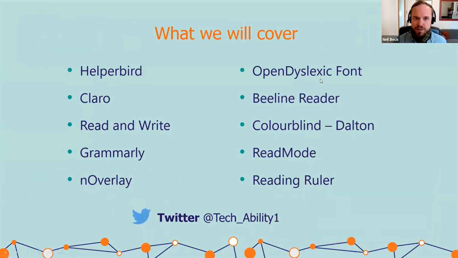Okay, so what we're going to cover today, these are the 10 that we're going to cover: Helperbird, Clara, Read and Write, Grammarly, N-Overlay, Open Dyslexic Font, Beeline Reader, Colorblind Dalton, Read Mode, and Reading Ruler.